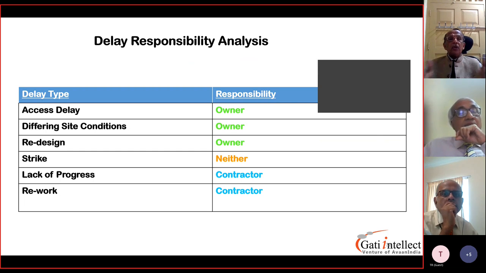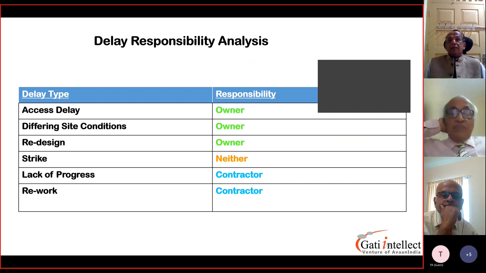Okay. Just go through it. Does anybody have any difference of opinion on this? Okay. Look at strike. We have been talking about strike. So strike is attributed to neither party. Okay. Now, there are three cases where it is attributed to the owner and two to the contractor side.